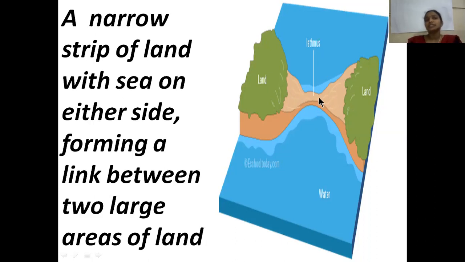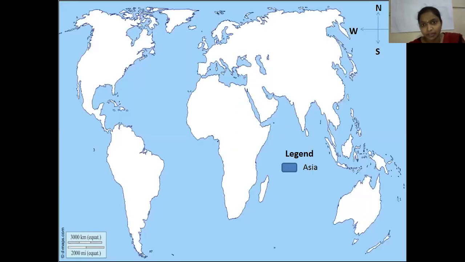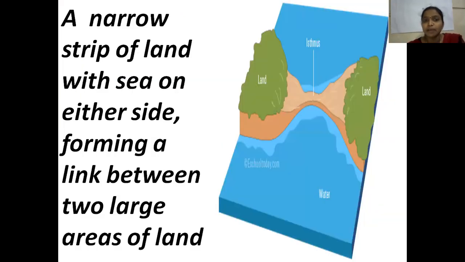Generally, an isthmus is a narrow strip of land with the sea on either side, forming a link between two large areas of land. And here we are learning about the isthmus because of the Isthmus of Panama. What is this Isthmus of Panama? The Isthmus of Panama connects North America and South America.